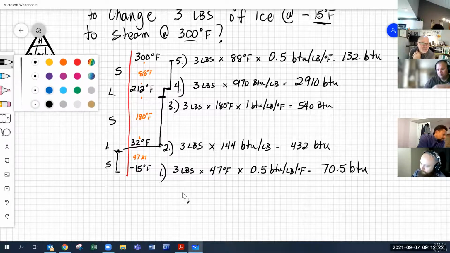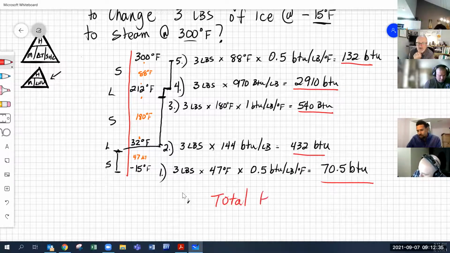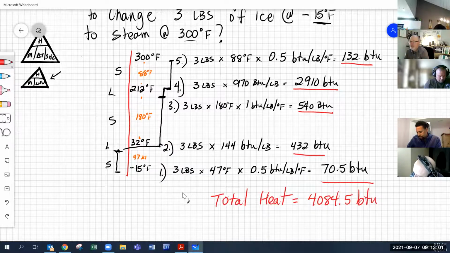Now, the last step is to take all of my heats and add them together to get the total heat. So the total heat is 540 plus 432 plus 70.5 and so on. The total heat is 4,084.5 BTUs is what it takes to take that 3 pounds of ice at minus 15 to steam at 300.